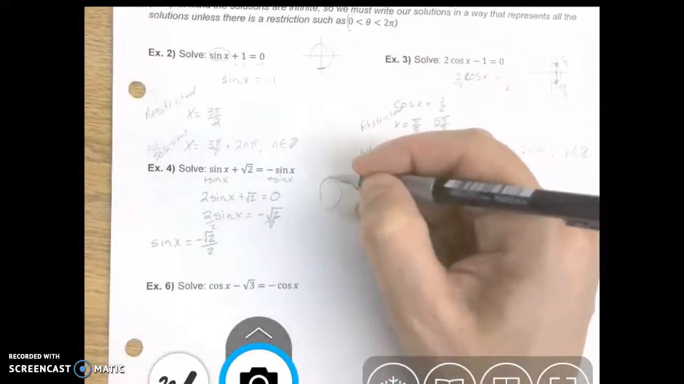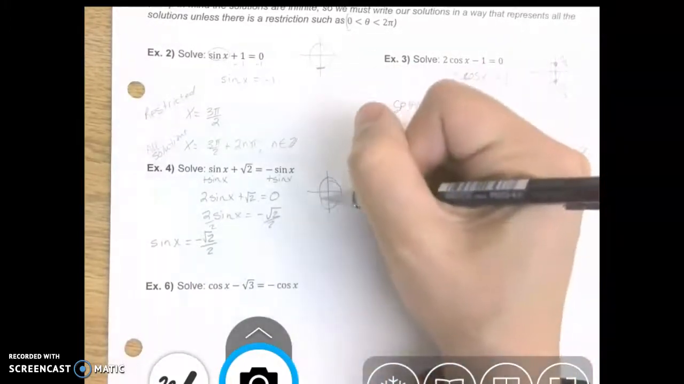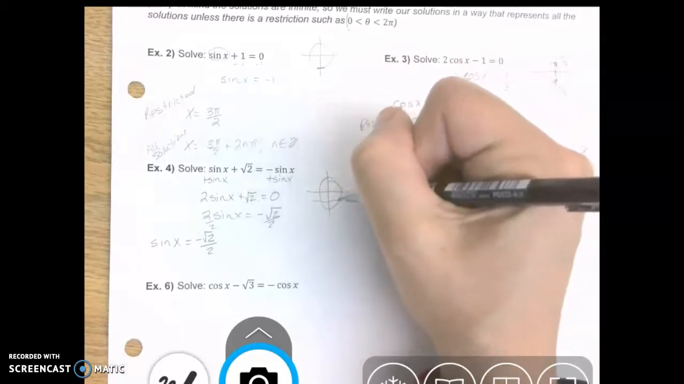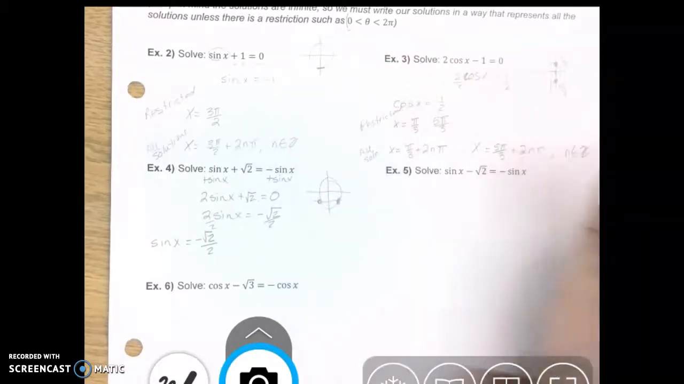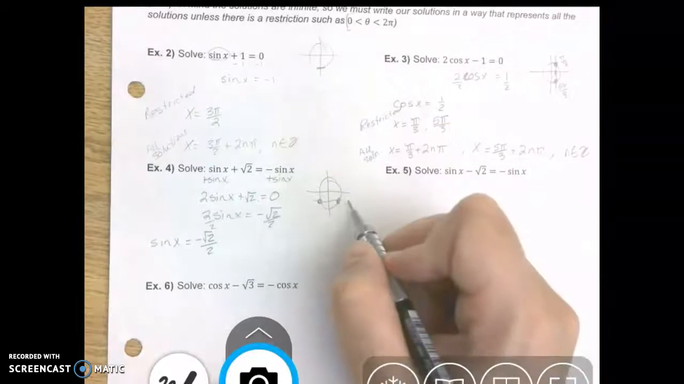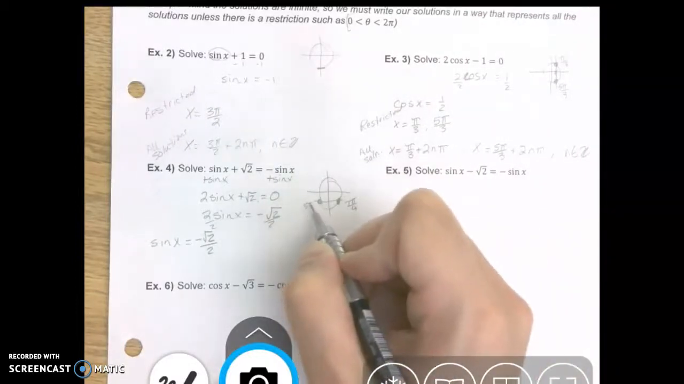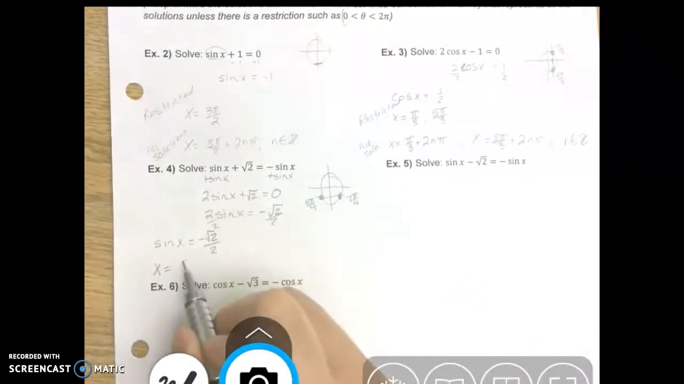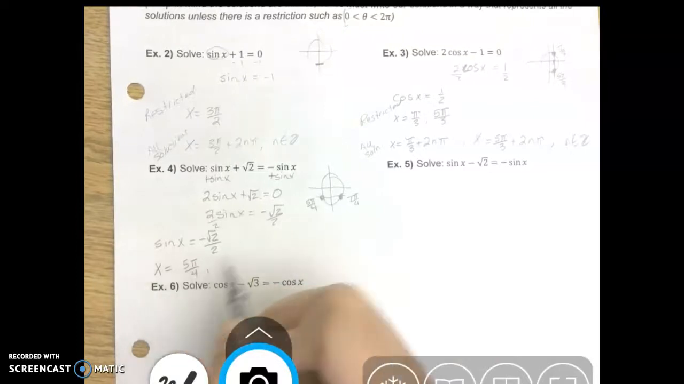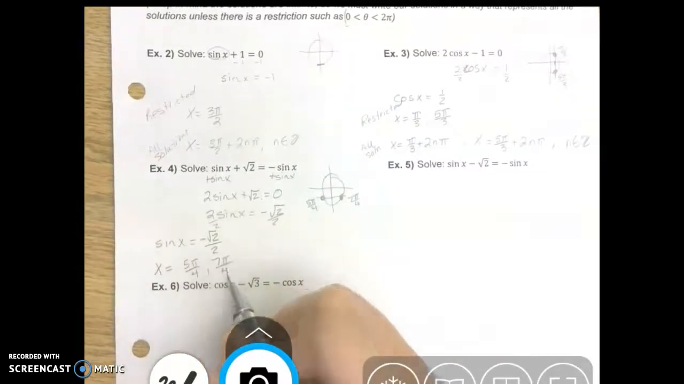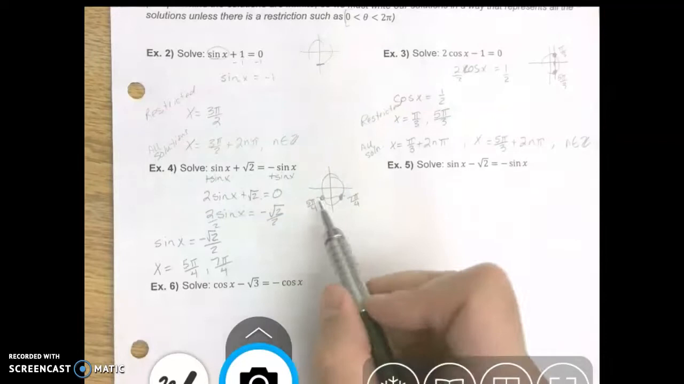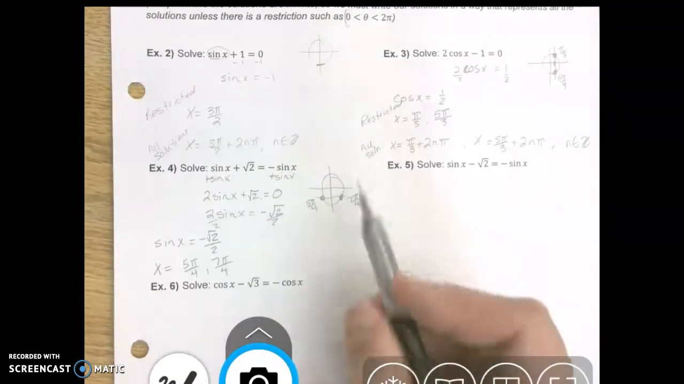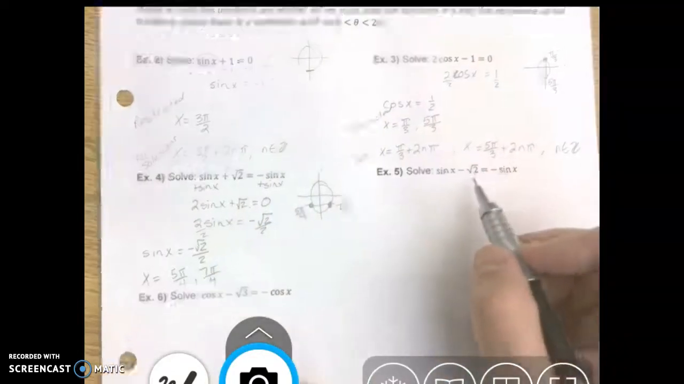So I think about my unit circle. Negative square root of 2 over 2 is about right here. These are our pi over 4 families. So this will actually be 7 pi over 4, and this would be 5 pi over 4. So my solutions here would be 5 pi over 4 and 7 pi over 4. If I had to write the equations, again, it would be those plus 2n pi.